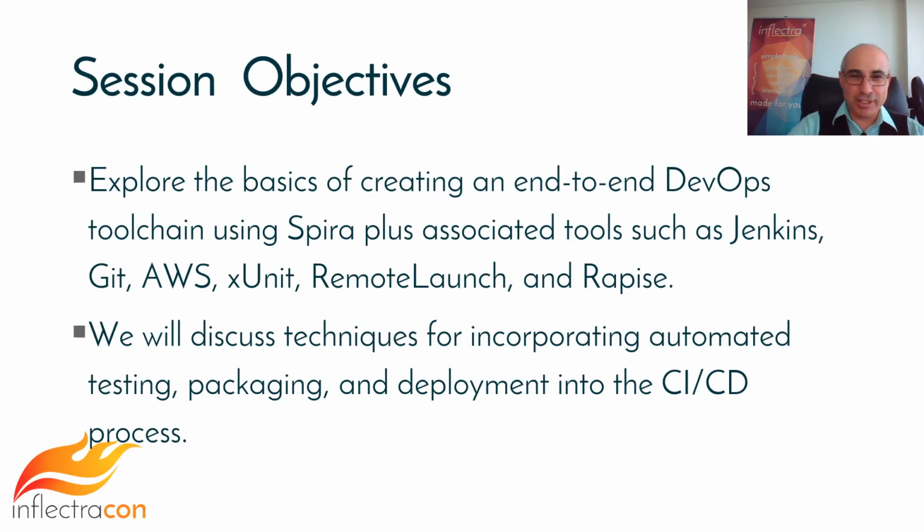In this session, we're going to be looking at DevOps, defining what it is, and then looking at how you can put an end-to-end toolchain in place using both Spira from Inflectra, but also other tools, both open source and commercial, tools like Jenkins, Git, Amazon Web Services, using unit test frameworks, and then tying in automation tools like RemoteLaunch and Rapise. We're also going to be talking about how you can incorporate automated packaging, deployment, testing, and monitoring as part of the CI and CD process.